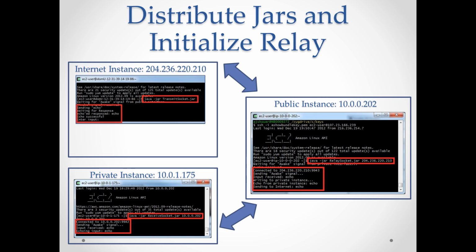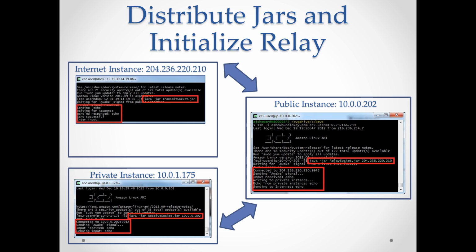Finally, the receive socket is run in the private instance. The private instance has an IP address of 10.0.1.175, and has, again, another input argument, the IP address where the relay socket is running, 10.0.0.202, is entered. Once receive socket starts, it connects to the public instance. The public instance then connects to the internet instance.